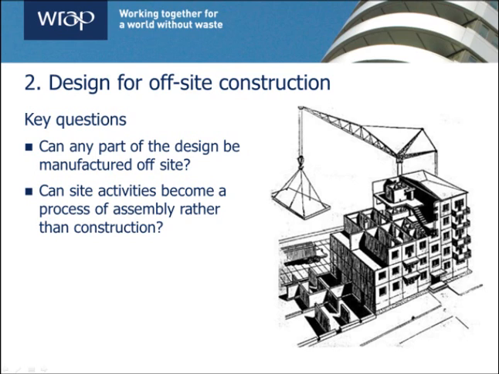The key questions to ask in terms of off-site construction are very simple. Firstly, can any part of the design be manufactured off-site? The design tools which we will look at later in this module will help architects and designers assess this question. Secondly, to what extent can the work on-site become one of assembly rather than construction, so that little or no waste is generated on-site and quality can be driven up at the same time as cost and risk are reduced?